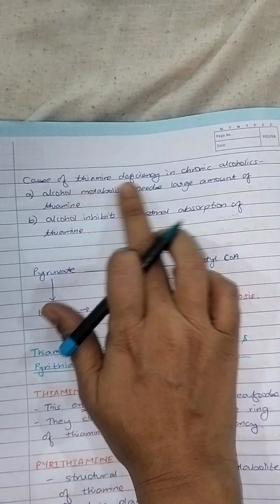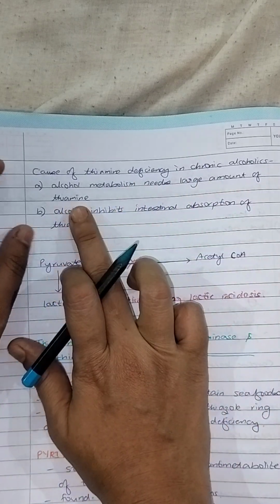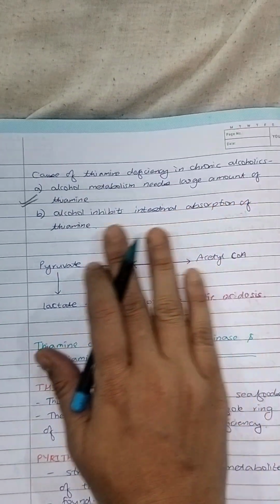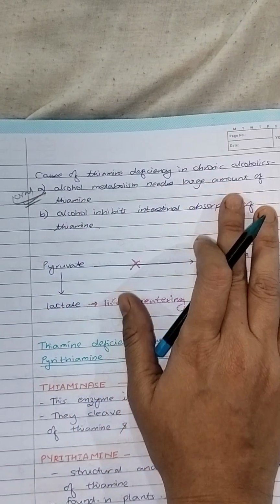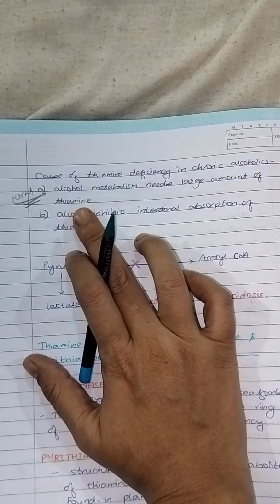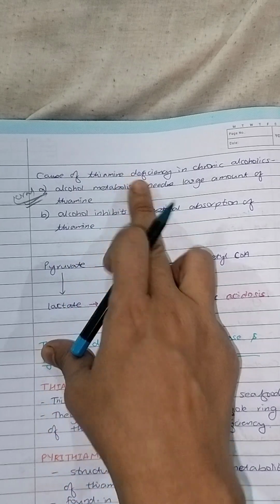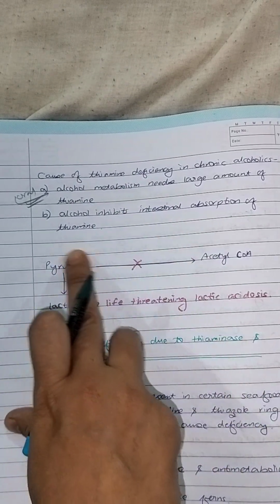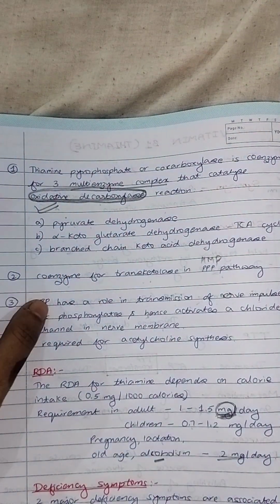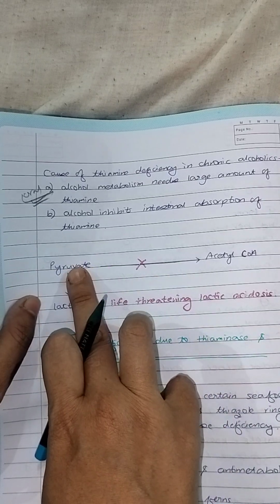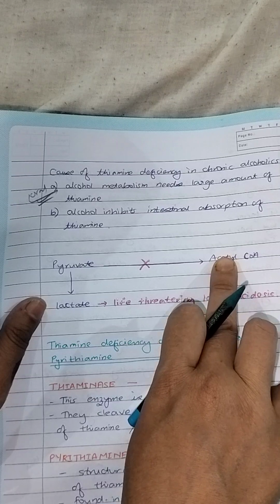Now, what is the cause of thiamine deficiency in chronic alcoholics? It may be asked in the oral exam. Alcohol metabolism needs a large amount of thiamine, and alcohol inhibits intestinal absorption of thiamine. These two factors contribute to thiamine deficiency. What will happen in that case? The conversion of pyruvate to acetyl CoA requires the pyruvate dehydrogenase enzyme, but in the absence of thiamine pyrophosphate, or TPP, this pathway will not occur.